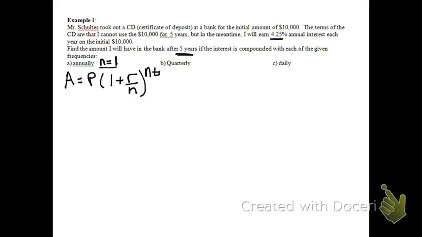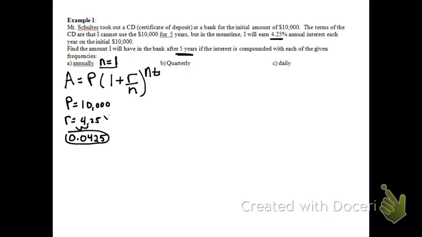We already know we're going to plug in 1 for N. Let's think about P. P, remember, is our principal, which is our starting amount. And here, I started with $10,000. R is our interest rate. And in our interest rate, remember, it was 4.25%. Now, as a decimal, we would have to move that decimal point in that percentage over twice. So it'd be 0.0425. This is going to be the amount that we want to use for R.